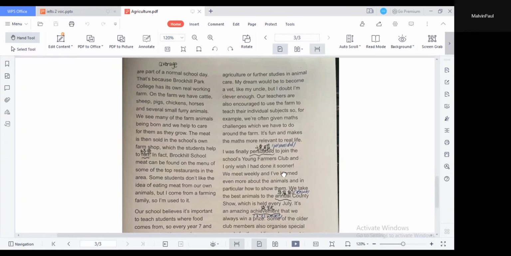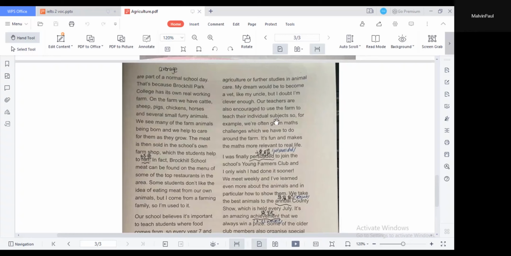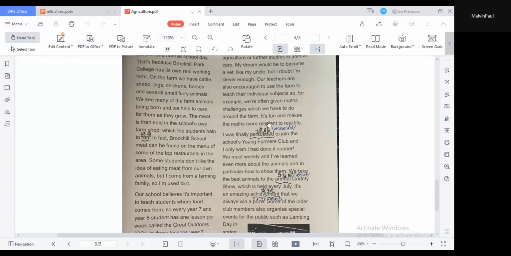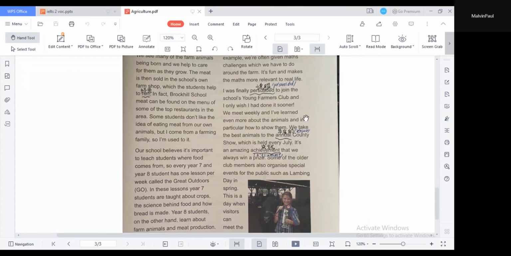Here are some few words which were a little bit tricky for you. This one we said, vet. And then this one, remember we say, individual. Very good. And then we have another one, which is challenges. And then we have relevant. Very good.